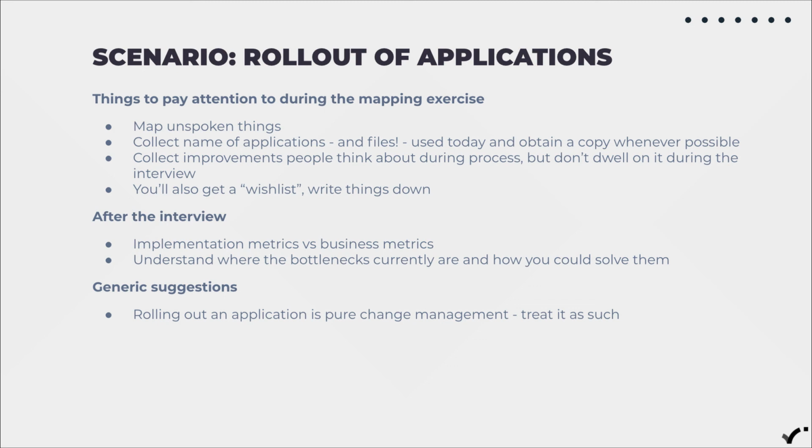Map the unspoken things. This is a very hard thing to do, but sometimes you can feel that there are some bottlenecks or some frustration that users experience when doing a particular task. The applications can aid in solving this, so make sure you map and grasp those things. Collect the names of the applications and the files that users are using today, because these will most likely have to be integrated or changed or adapted in some way. So if you can, obtain a copy and attach it to your file.